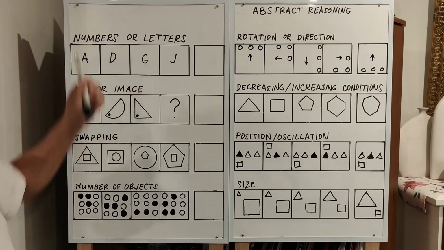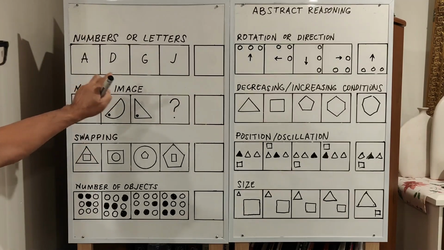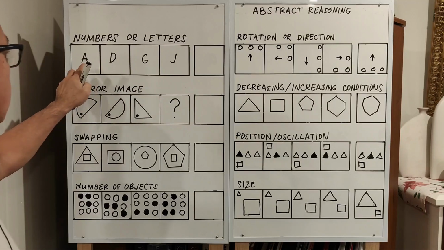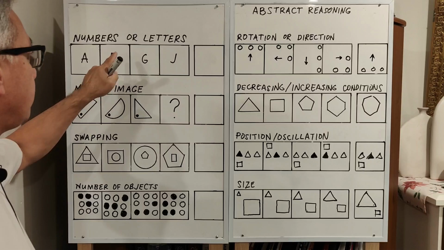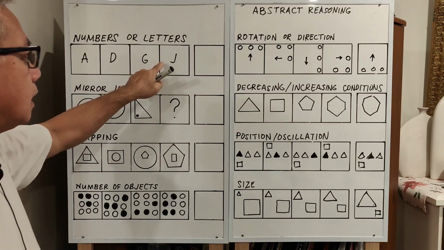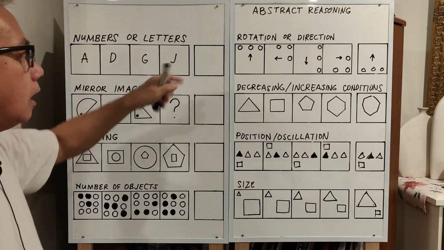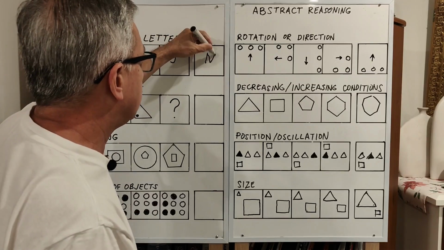Next we have numbers or letters. If you will notice, there is a skip of 2 letters: A, B, C, D, E, F, G, H, I, J, K, L. What you're looking for is M.